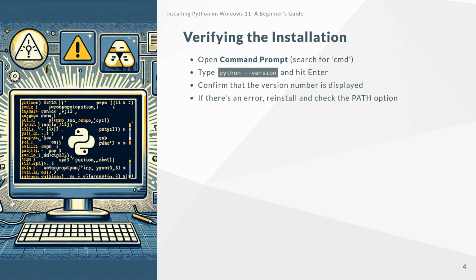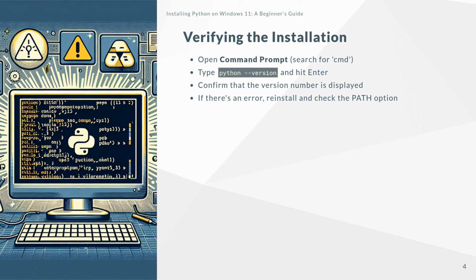To ensure that Python has been installed correctly, we need to verify the installation. Open the command prompt by searching for CMD in the Windows search bar. Once it's open, type in python --version and hit Enter. If Python has been successfully installed, you should see the version number displayed.